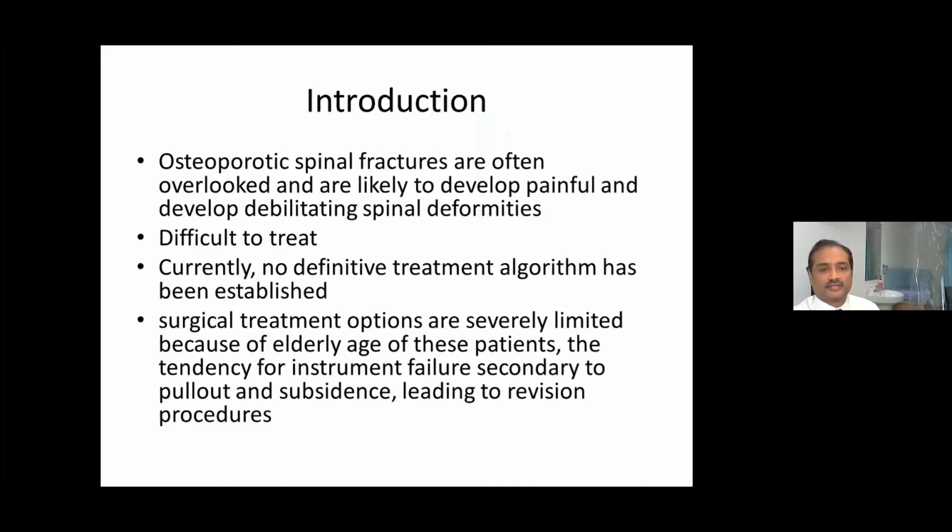Osteoporotic spinal fractures are often overlooked. They are missed, often leading to a painful condition of the spine and disabling deformities. And once they have been missed, it is a very difficult challenge to treat them. More so, currently there are no definitive treatment algorithms in the management of osteoporotic spinal fractures. They are further challenged by the elderly age of these patients, their comorbidities, and a high tendency of instrumentation failure, leading to pull-out, subsidence, and requiring a revision surgery.